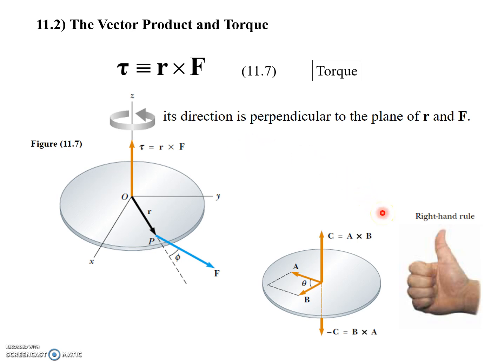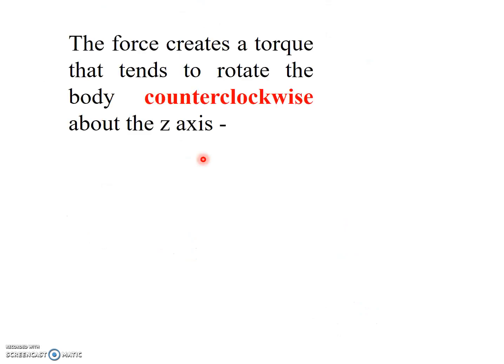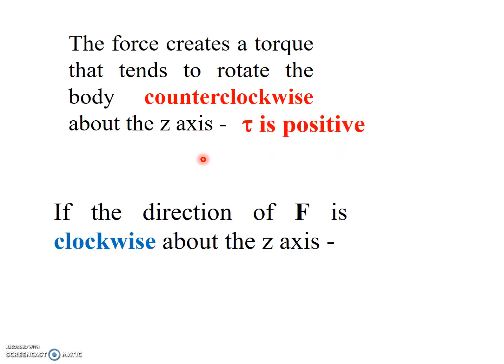For example, if we take the cross product between vector A and B, which equals C, what you do is you point your forefinger towards the direction of A and curl your finger towards the direction of B. Your thumb will show you the direction of the third vector, which is C, which is also the torque. The force creates a torque that tends to rotate the body counterclockwise about the z-axis, so the torque is positive. If the direction of F is clockwise about the z-axis, the torque is negative.